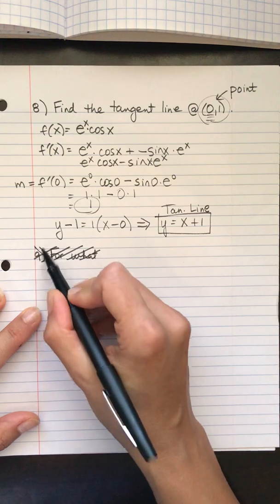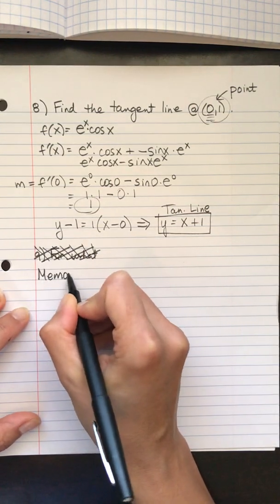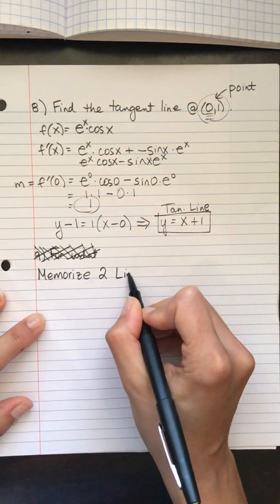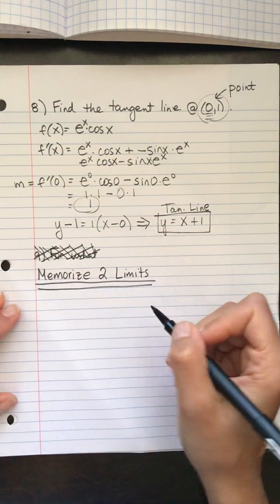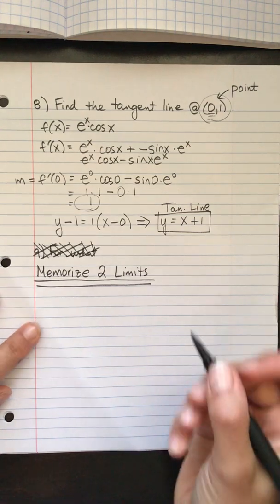I'm going to finish the notes here with one thing I have to tell you. So you have to memorize, and I will prove these to you in chapter 4, 2 limits, which are a part of the trig derivatives section. Okay, here's one limit, but they will be proven to you in chapter 4.